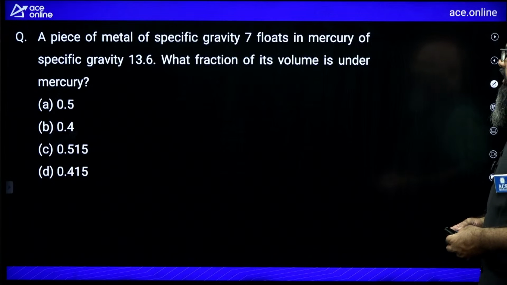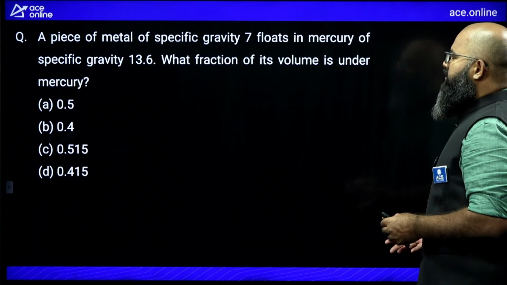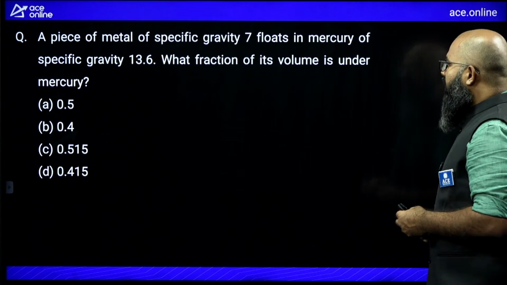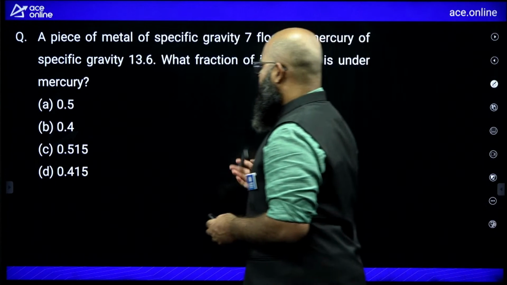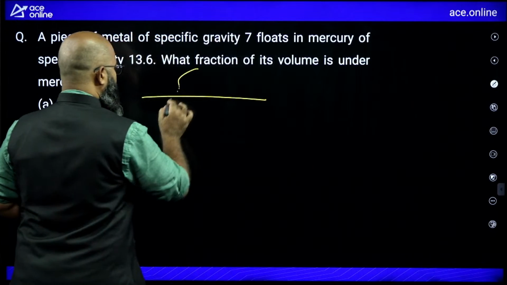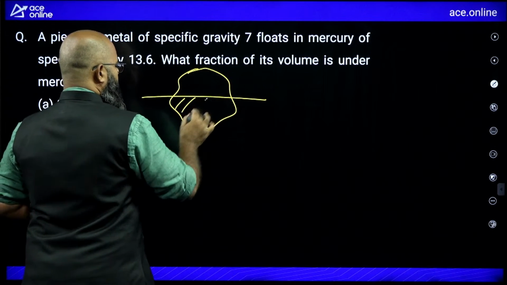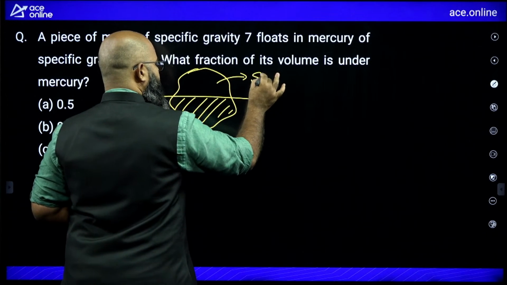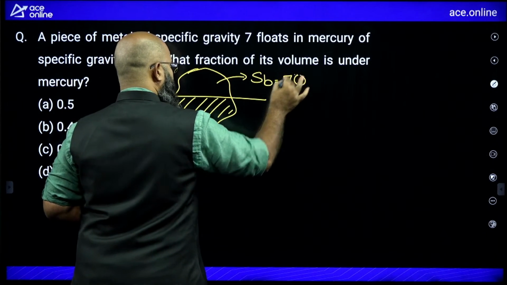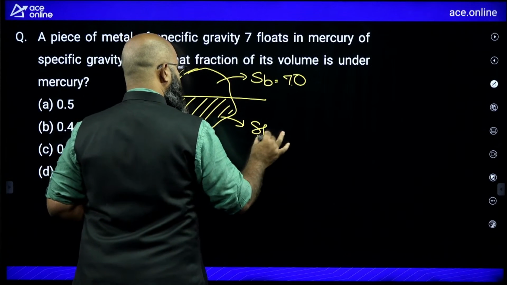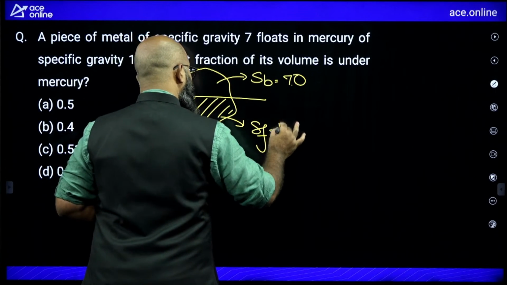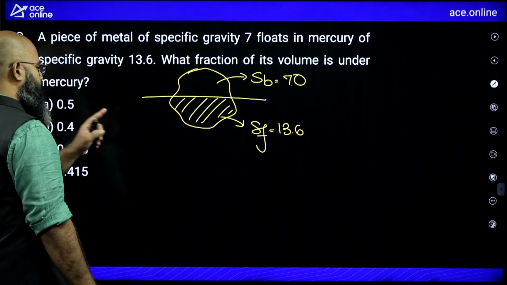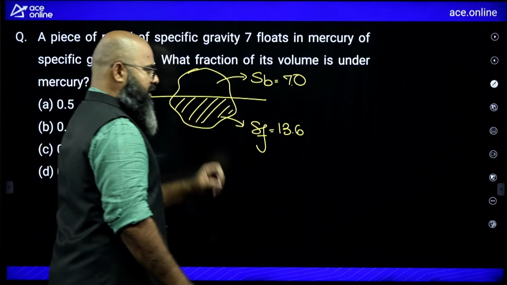A piece of metal of specific gravity 7 floats in mercury of specific gravity 13.6. What is the fraction of its volume under the mercury? Okay. So imagine you are having mercury over here. This is having S of body equal to 7. S of fluid is equal to how much? It is equal to 13.6. What is the fraction of volume under mercury? That means this volume is being asked over here. How do we answer this?